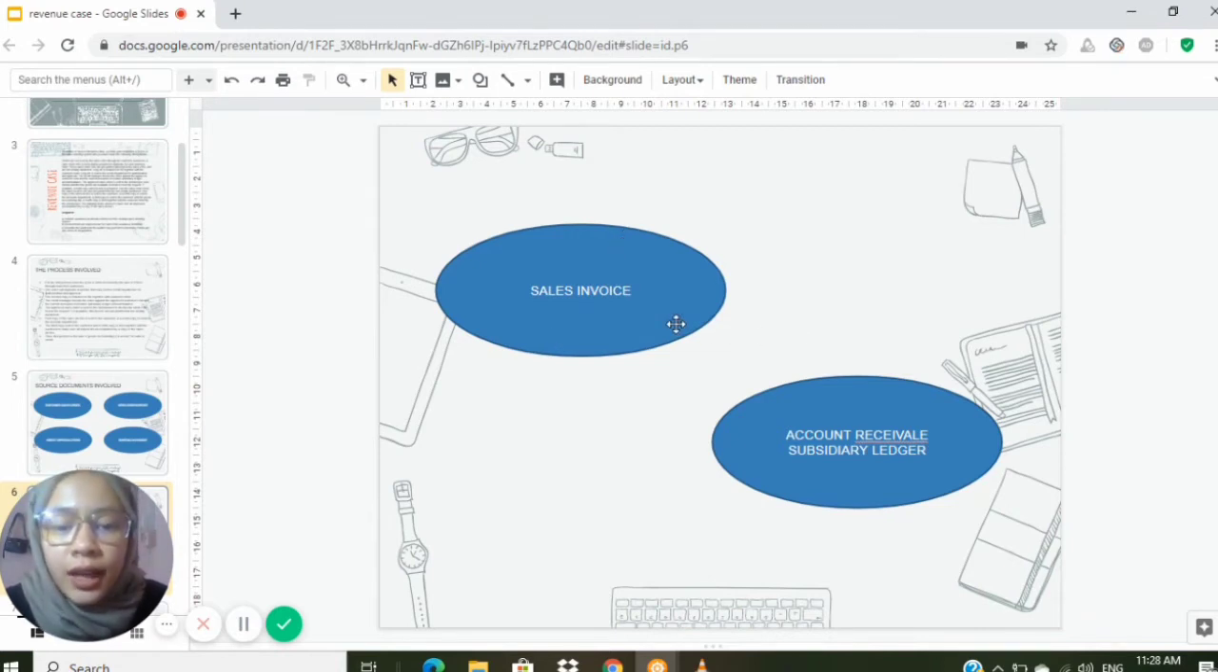The last one is the account receivable subsidiary ledger. This document contains an account and details of transactions with each customer. The transactions recorded in the sales journal and cash receipt journal are posted to the appropriate customer account in the account receivable subsidiary ledger. That's it for me. Thank you for listening. Let's move to the next point.